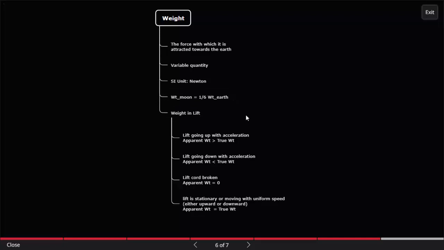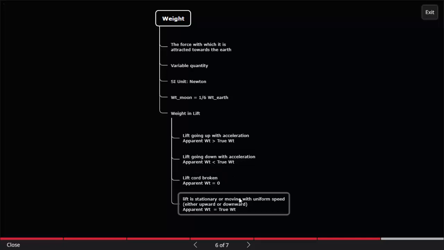And there are certain experiences of weight when one is in a lift. If the lift is going with acceleration upward, then the apparent weight will be the greater one and the true weight will be the lesser one. So if you are going upward, you experience heavier weight. And if you are going downward, your true weight will be greater than the apparent weight. If the lift cord is broken, what will happen? Your apparent weight will become zero. It is nothing but free fall, right? And if your lift is moving with uniform speed or is stationary, then your apparent weight and true weight will be the same. So these are some observations about weight in a lift that you should know.